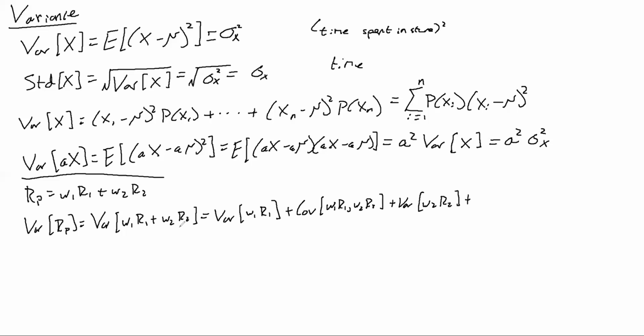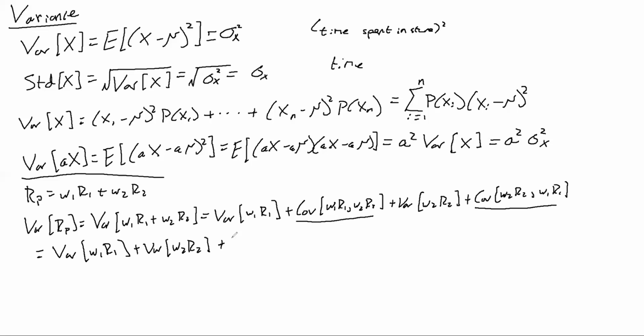plus, remember, we have another pair. This time it's return 2 and return 1, plus the covariance of weight 2 times return 2 and the other asset, the first asset's return. So now the covariance of R1 and R2 is the exact same as the covariance of R2 and R1. These are exactly the same. So let's take another step further. This would mean we get the variance of weight 1 times R1 plus the variance of weight 2 times R2 plus 2 times the covariance of weight 1 times R1 and weight 2 times R2.